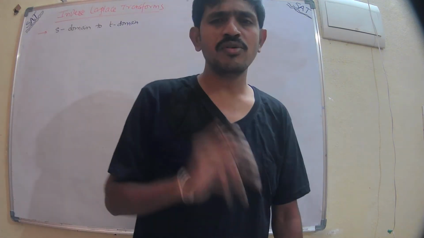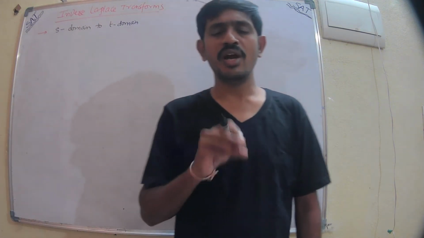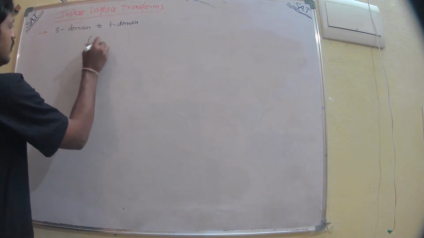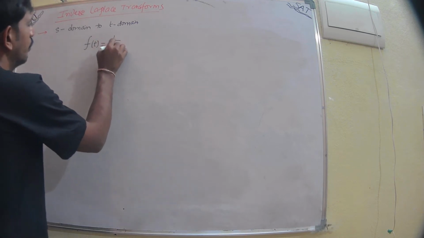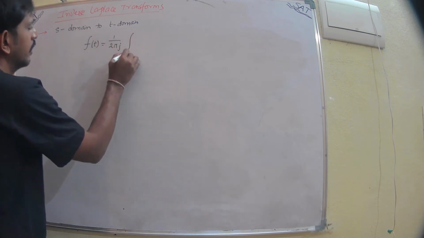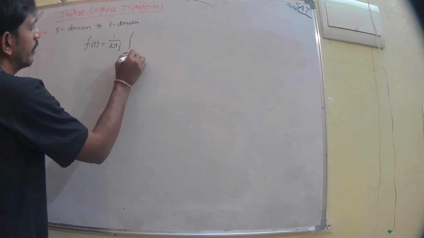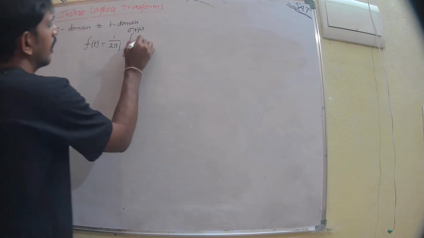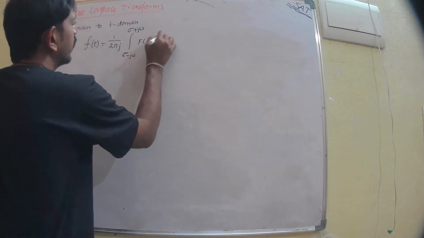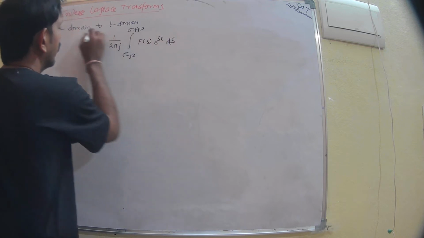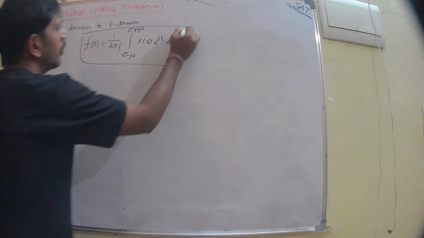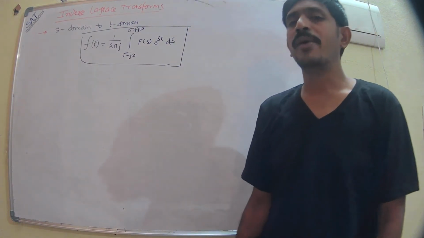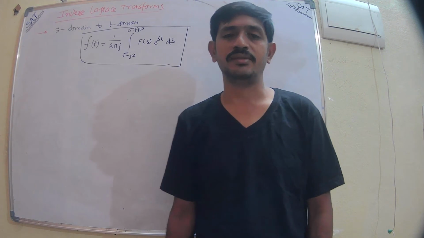Generally, to find the time domain function, we have one formula. That formula is f of t equals 1 upon 2 pi j, integral from sigma minus j omega to sigma plus j omega of F of s e power st ds. So this is the formula. It can be used to find the t domain function, f of t, the time domain function.